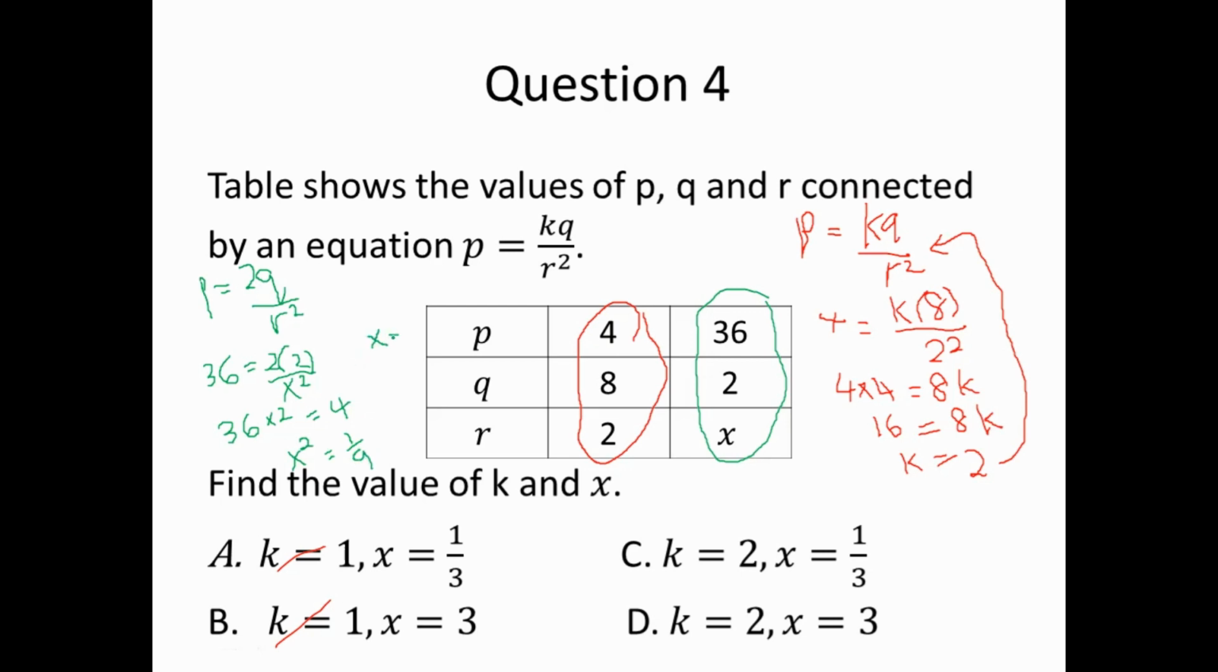So x equals square root of 1 over 9. So x equals 1 over 3. So the answer is C.